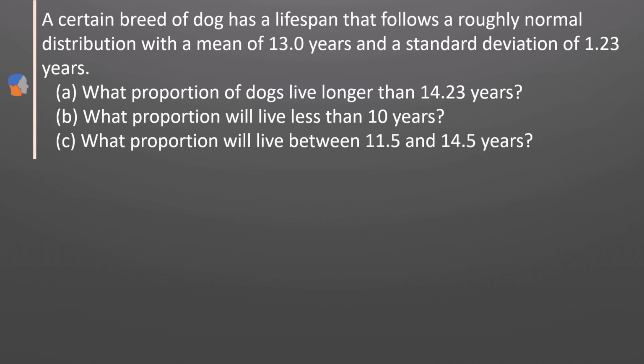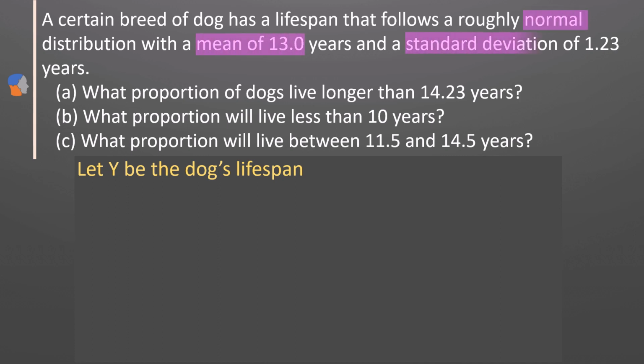What is the random variable here? We talk about dog's lifespan. Therefore, we can define the random variable y as the dog's lifespan. Then given information: normal, mean 13, standard deviation 1.23. So, let me transform this information into a mathematical notation.